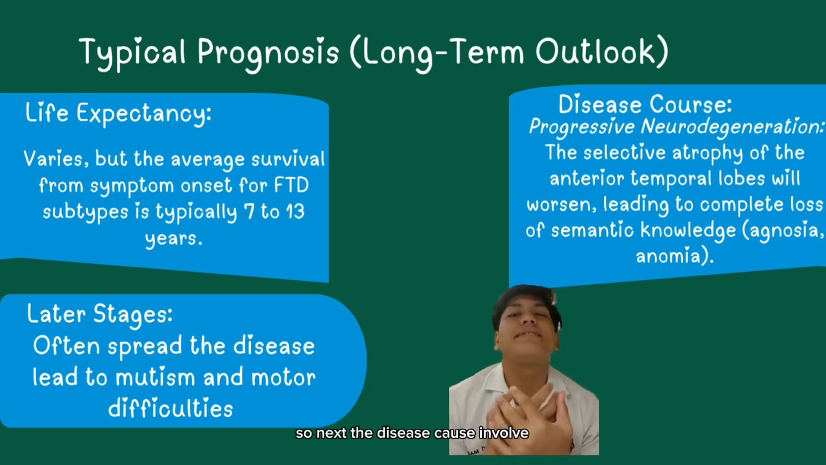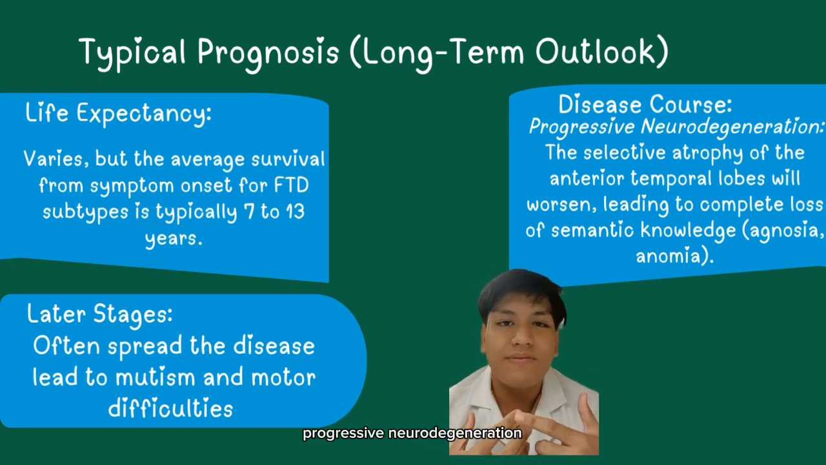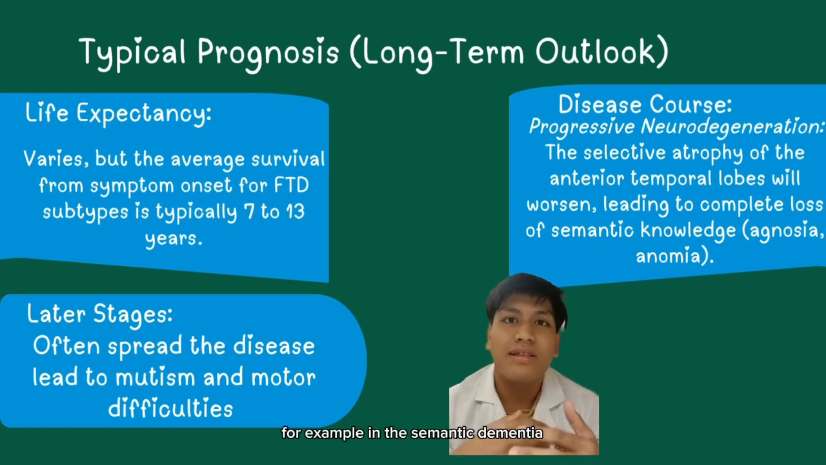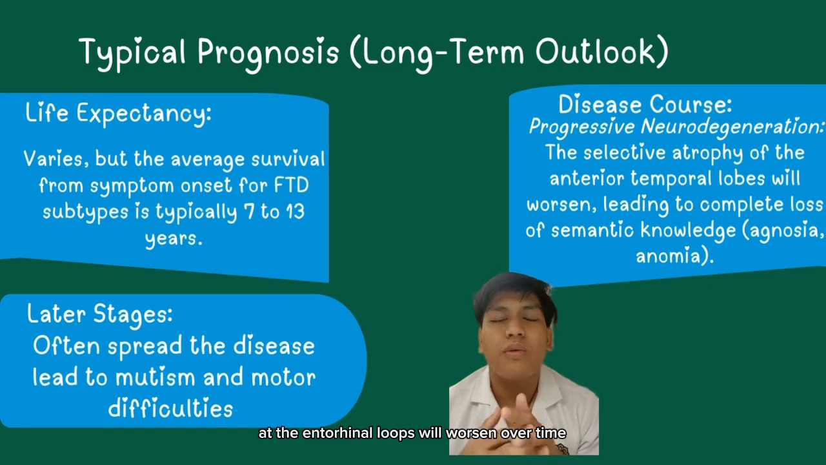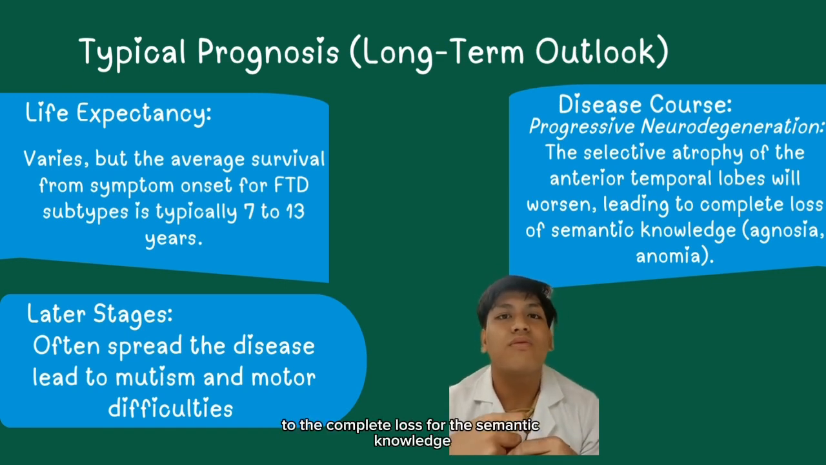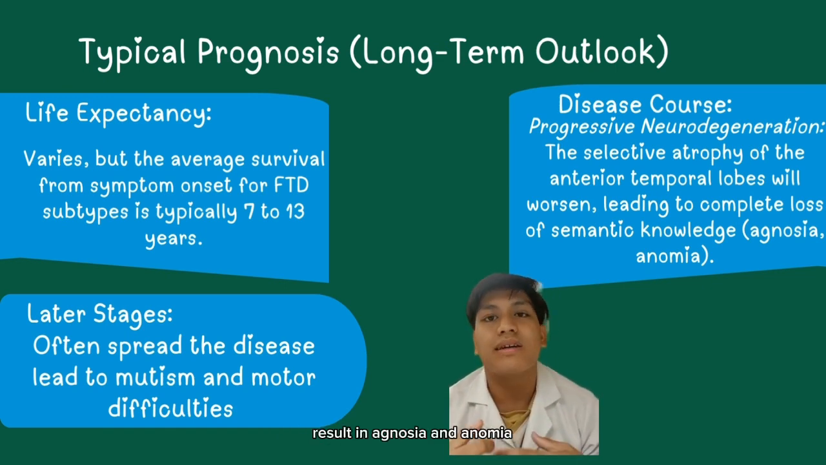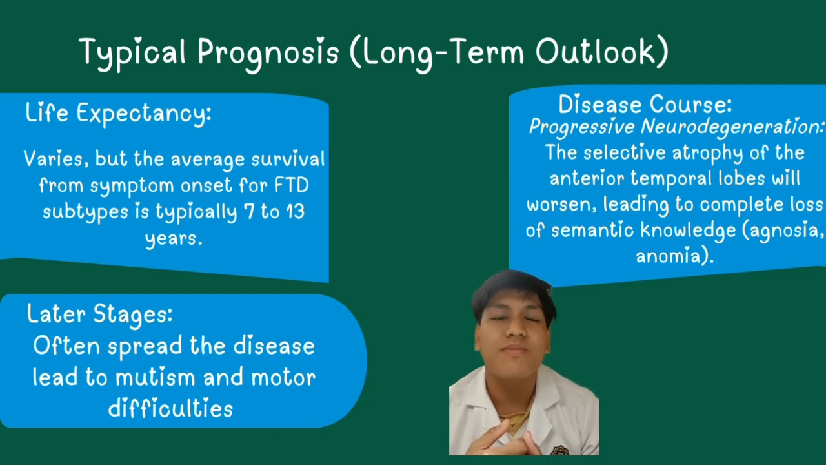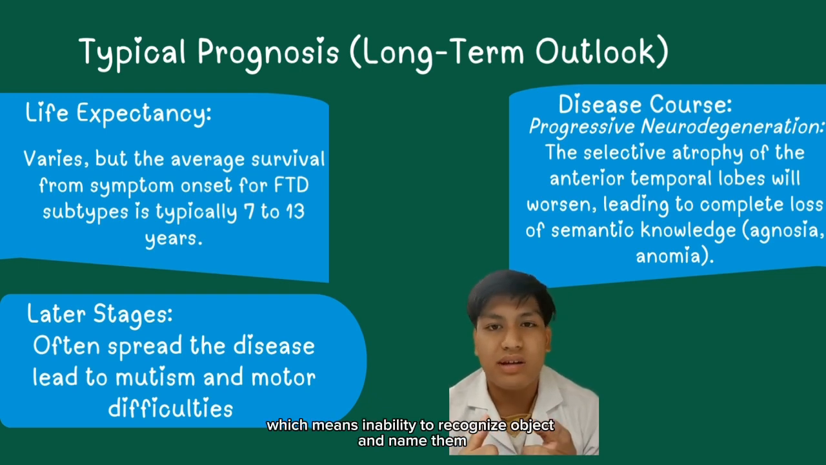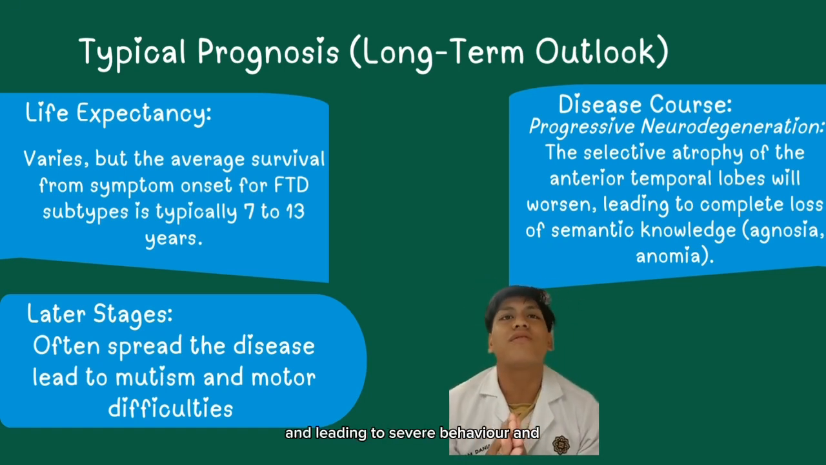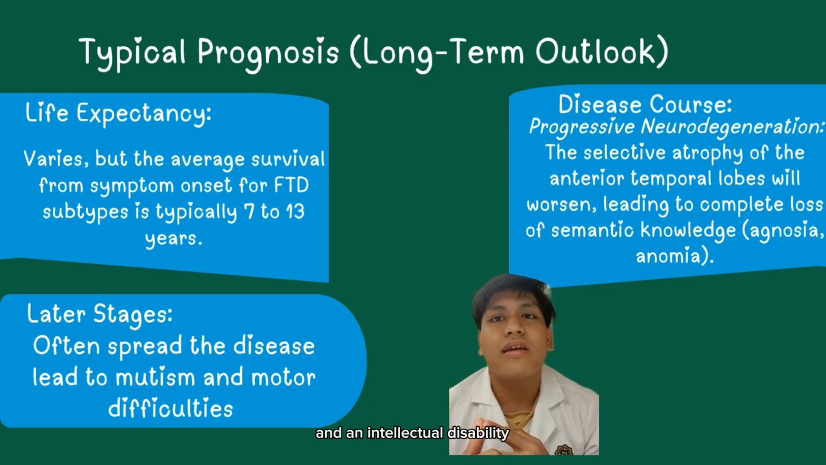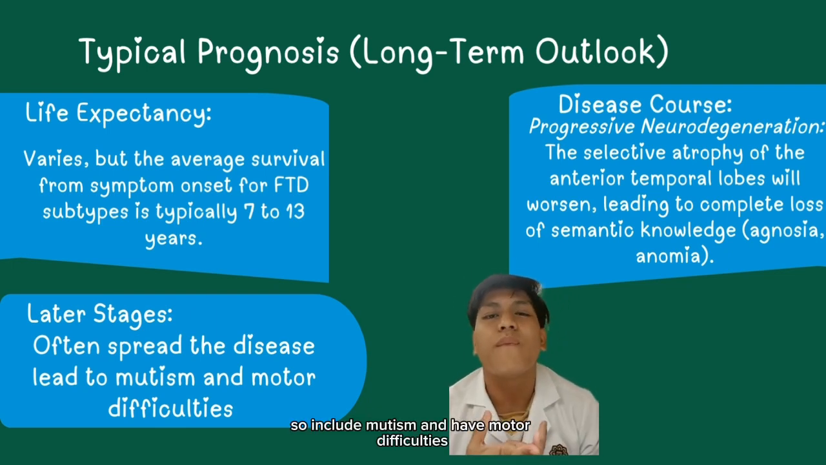Next, the disease course involves progressive neurodegeneration. For example, in semantic dementia, the selective atrophy at the anterior temporal lobes will worsen over time. This leads to complete loss of semantic knowledge, resulting in agnosia and anomia, which means inability to recognize objects and name them. Lastly, in the later stage, the disease often spreads, leading to severe behavioral and intellectual disability, including mutism and motor difficulties.